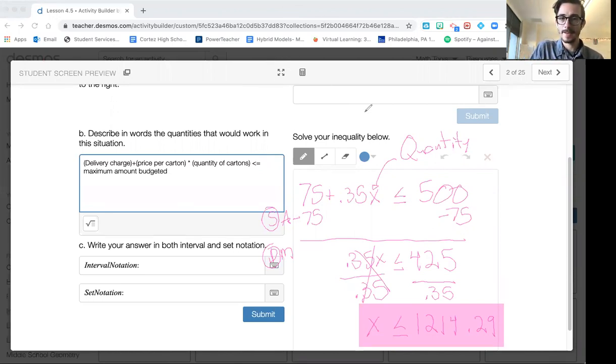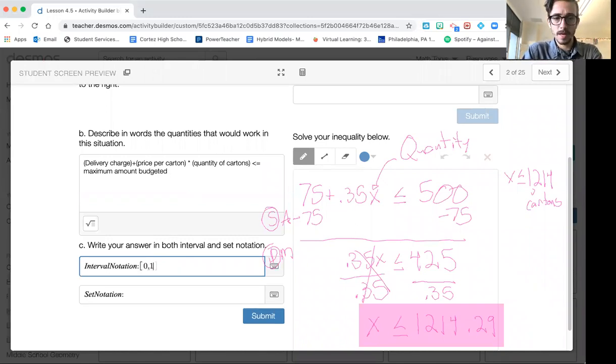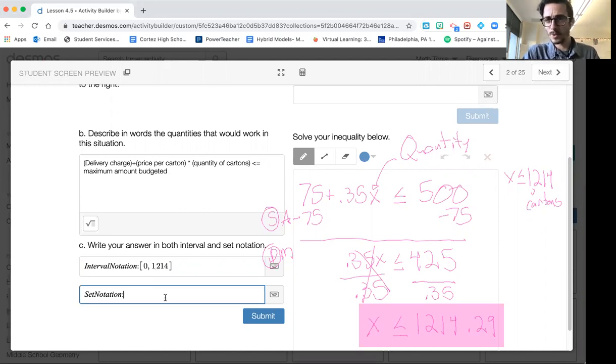Hopefully you're saying that we can buy anything up to 1,214 cartons. And so we're given some options here on how to write this. For interval notation that uses brackets, that uses parentheses, we could buy 0 cartons, but we definitely want to note on everything between 0 and 1,214. So that's what's happening there. I'm going to actually exclude that comma there because I don't want it to throw you off and make you think that it's 0, then 1, then 214.